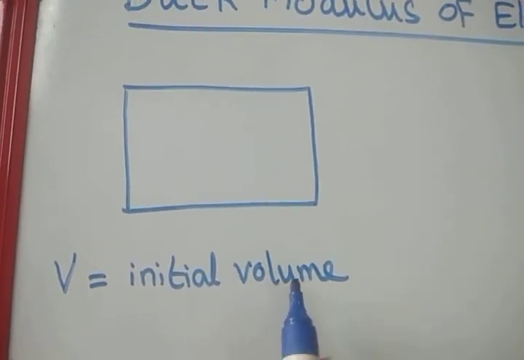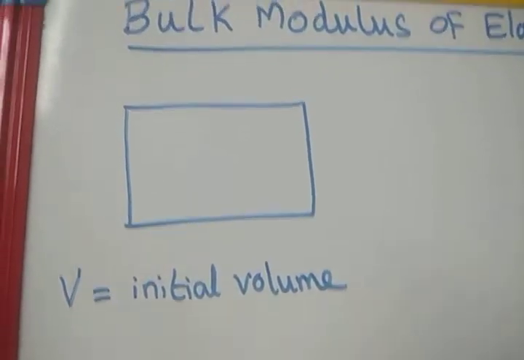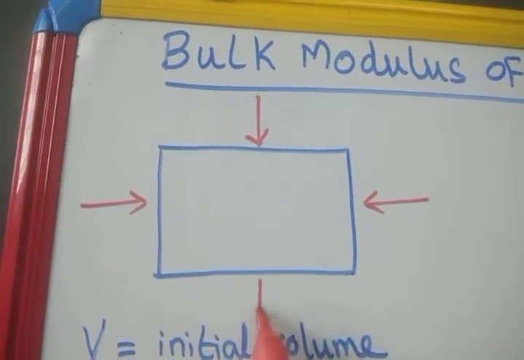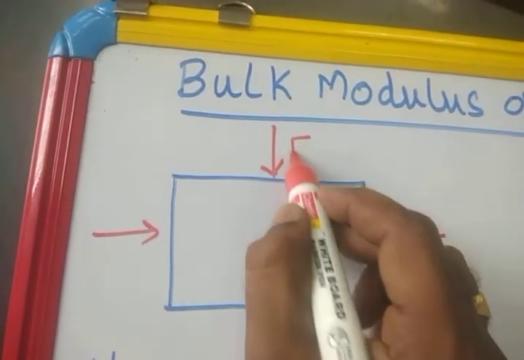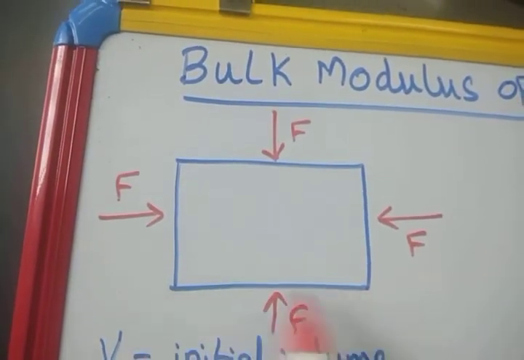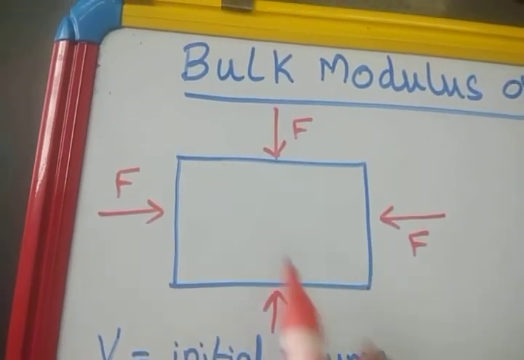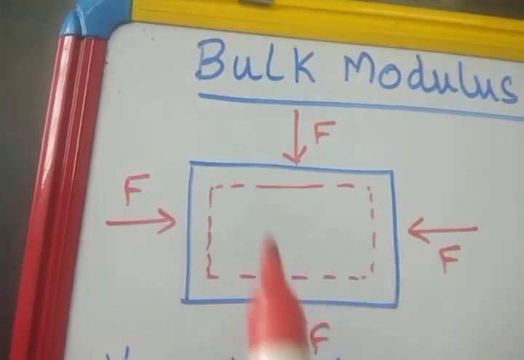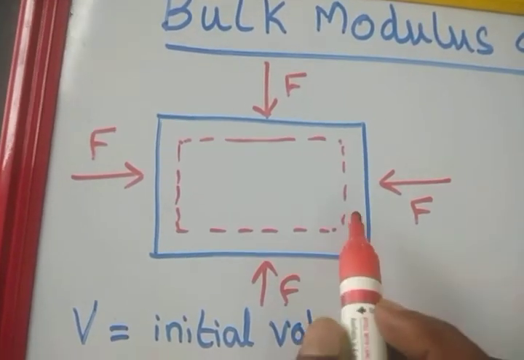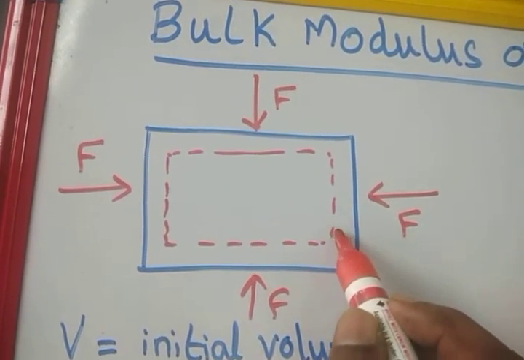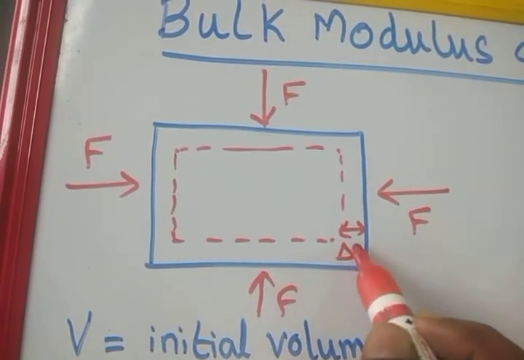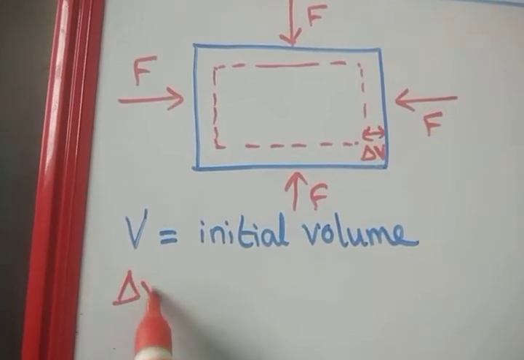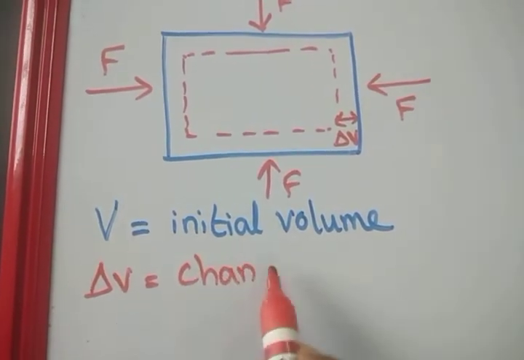Then what are we going to give? Now an external force will be applied equally in all directions. The force F is applied in all directions over the given area. What will happen? The volume of the box will decrease. How much the volume decreases is delta V. So delta V is the change in volume.